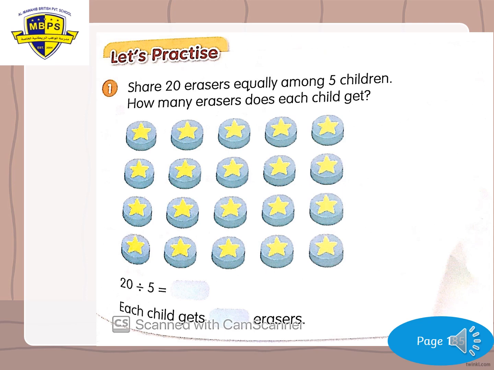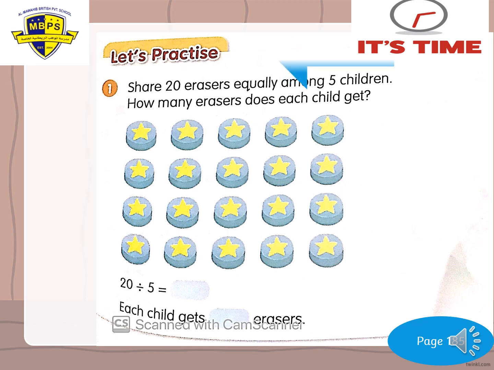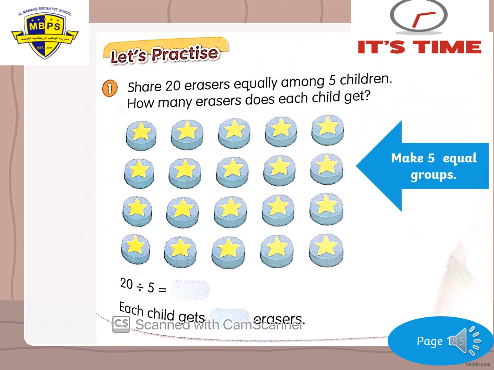It's time to practice. Question number 1, page 185. Let's read the question. Share 20 erasers equally among 5 children. How many erasers does each child get? Look at the erasers here. It's easy to make 5 equal groups. Now hold your pencil and make 5 equal groups for the 5 children. I will start with you.